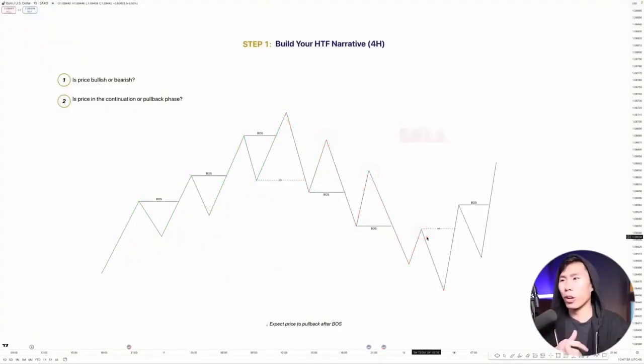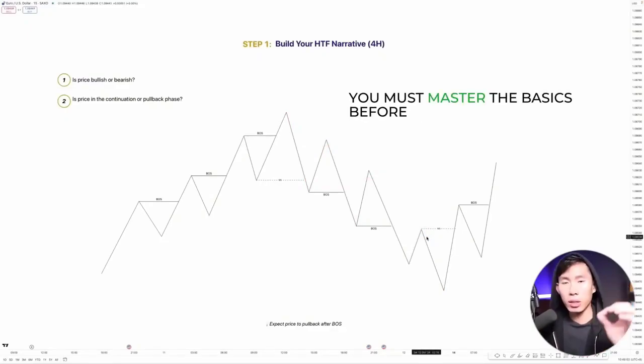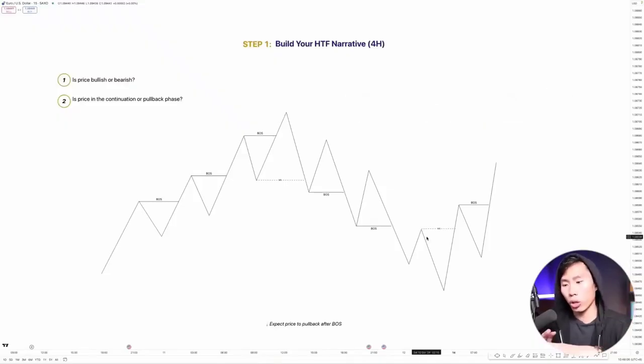I know you're probably sick of hearing me repeat this like 1,000 times by now, but you must make sure you master the basics. Because if you don't, you are essentially building a house on sand. And if some natural disaster comes, it will just come and wipe out the entire house, right? So we need to have a solid foundation.